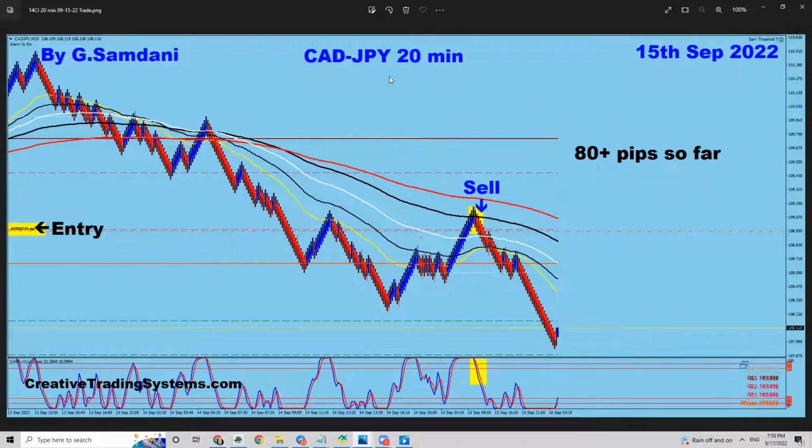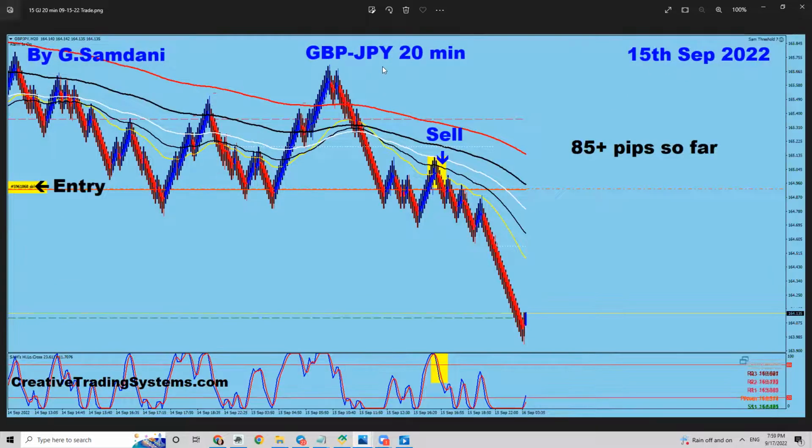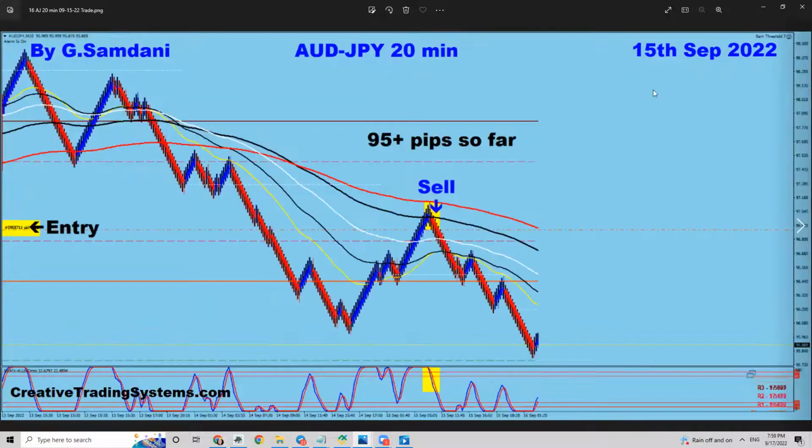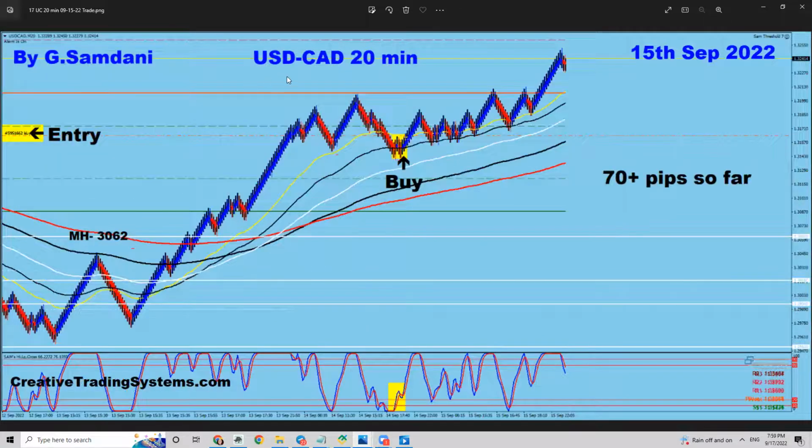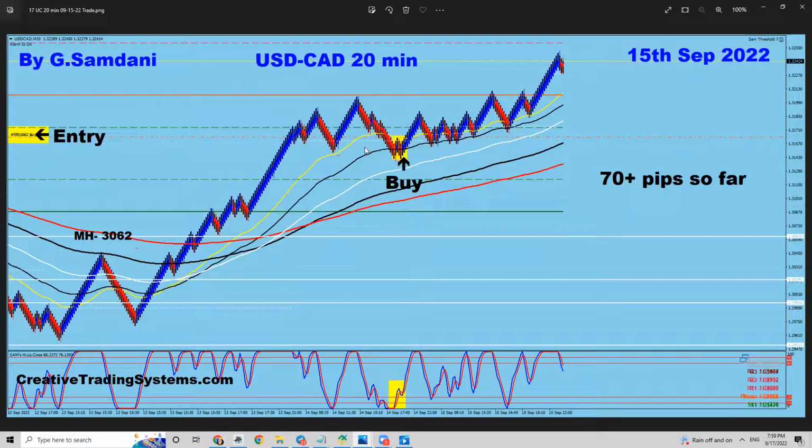Now here, CAD yen again to the downside. Again, the game started to the downside. All yen pairs dropping. Pound yen again dropping for 85 pip on the 15th, and on the 15th Aussie yen again dropping for 95 pip. And here USD CAD is the one that went up for 70 pip because USD was getting strong.